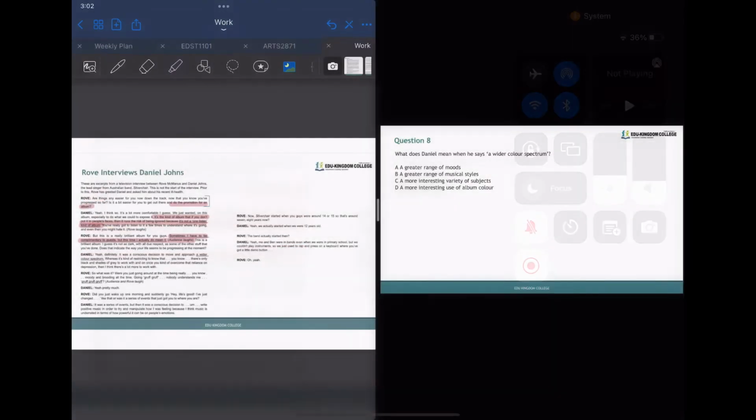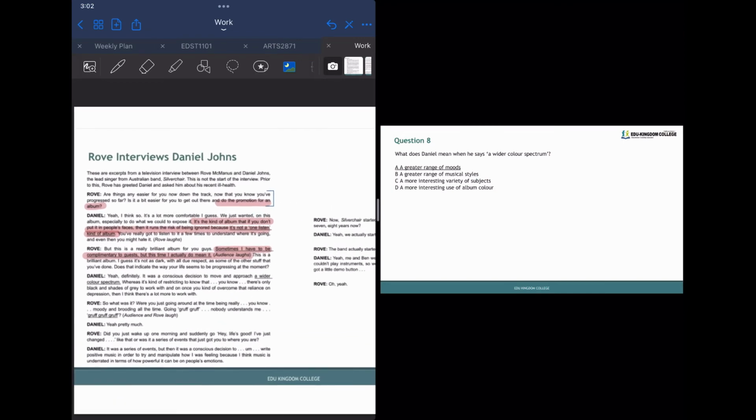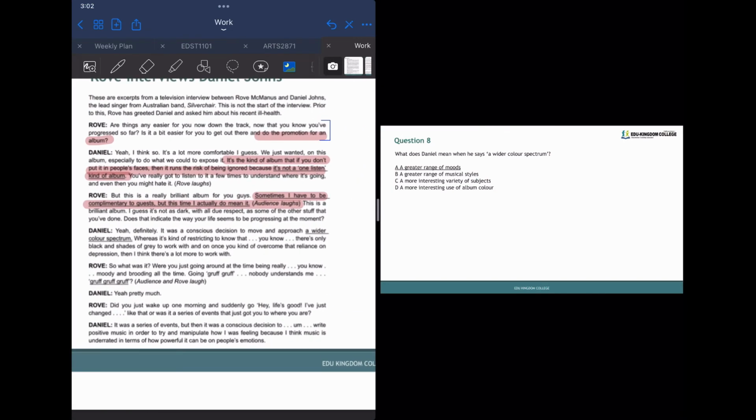What does Daniel mean when he says a wider color spectrum? Just in general, color is representative of emotions. So right off the bat, we could say that since color is representative of emotions, the answer would be a greater range of moods. Or if you'd like to, you can look at the text, as in the entire sentence.